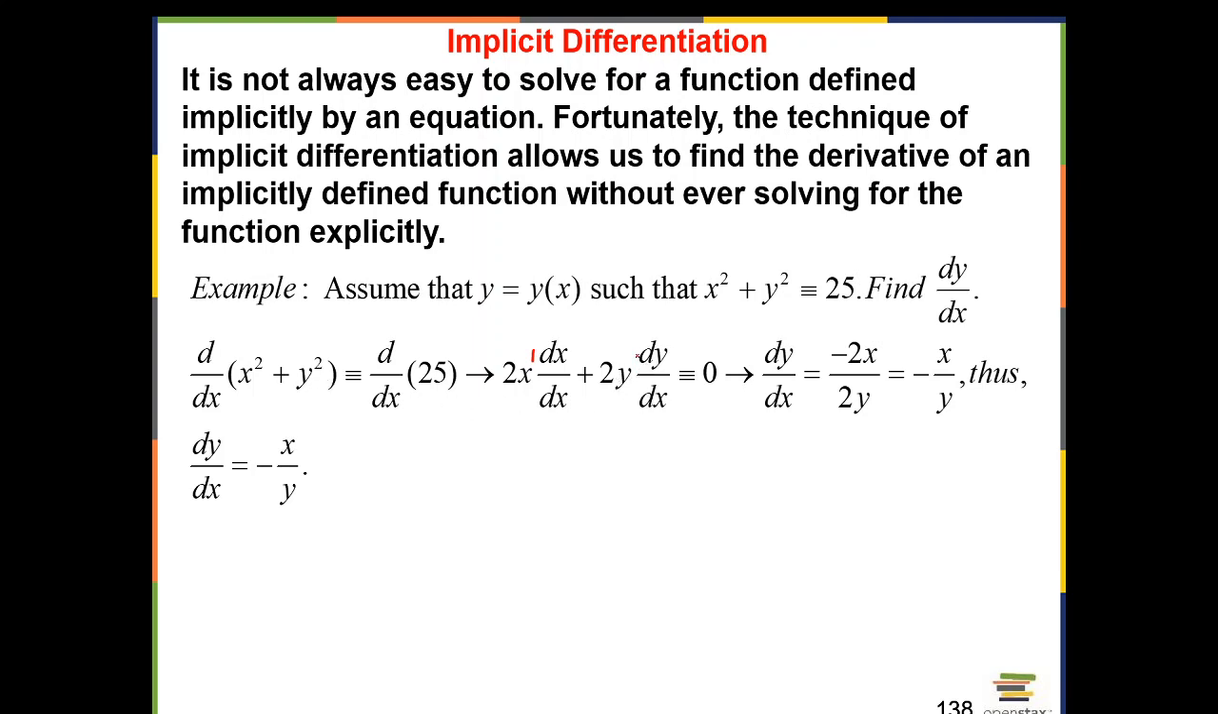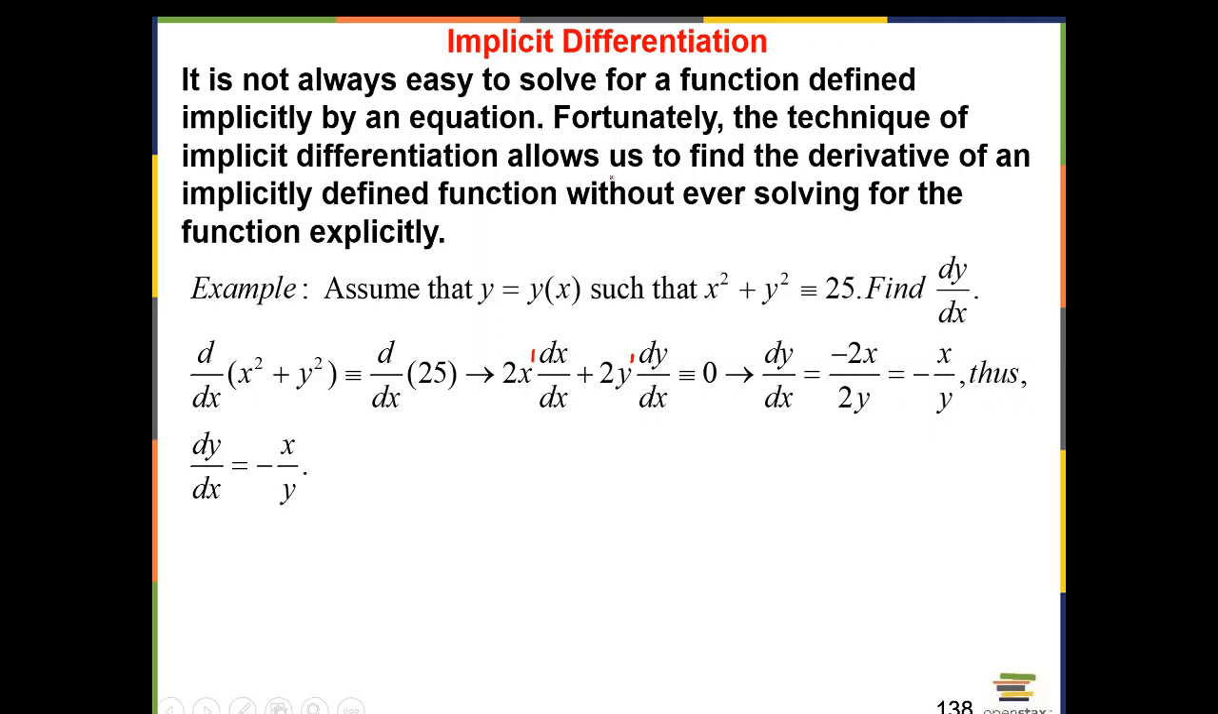What's the derivative of something squared again? It is 2 times something to the first power times the derivative of the inside, which in this case we have to write because we don't know what y is. So we have to write it as the derivative of y with respect to x. What's the derivative of a constant with respect to any variable? It is 0. A constant doesn't change no matter what the variable is, right? And now we solve for dy dx. We move the 2x to the other side, it becomes negative 2x, and then divide by 2y on both sides, we get this, which simplifies to negative x over y. So dy dx is negative x over y.